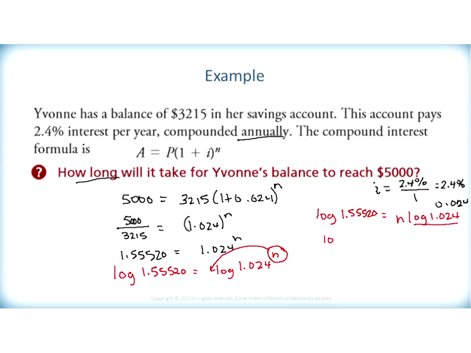Now we're solving for n, yet it's being multiplied by this log. So we know that log 1.55520 divided by log of 1.024 is equal to n. This will give us 18.53 equals n. So we're talking about 19 years.